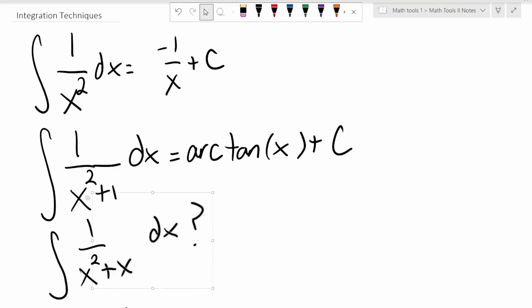So now we want to start looking at some integration techniques. If you remember with derivatives, we had a lot of different techniques to take the derivative, right? We had like the power rule, the product rule, the quotient rule, the chain rule. So now we want to look at some of those equivalent techniques in integration.